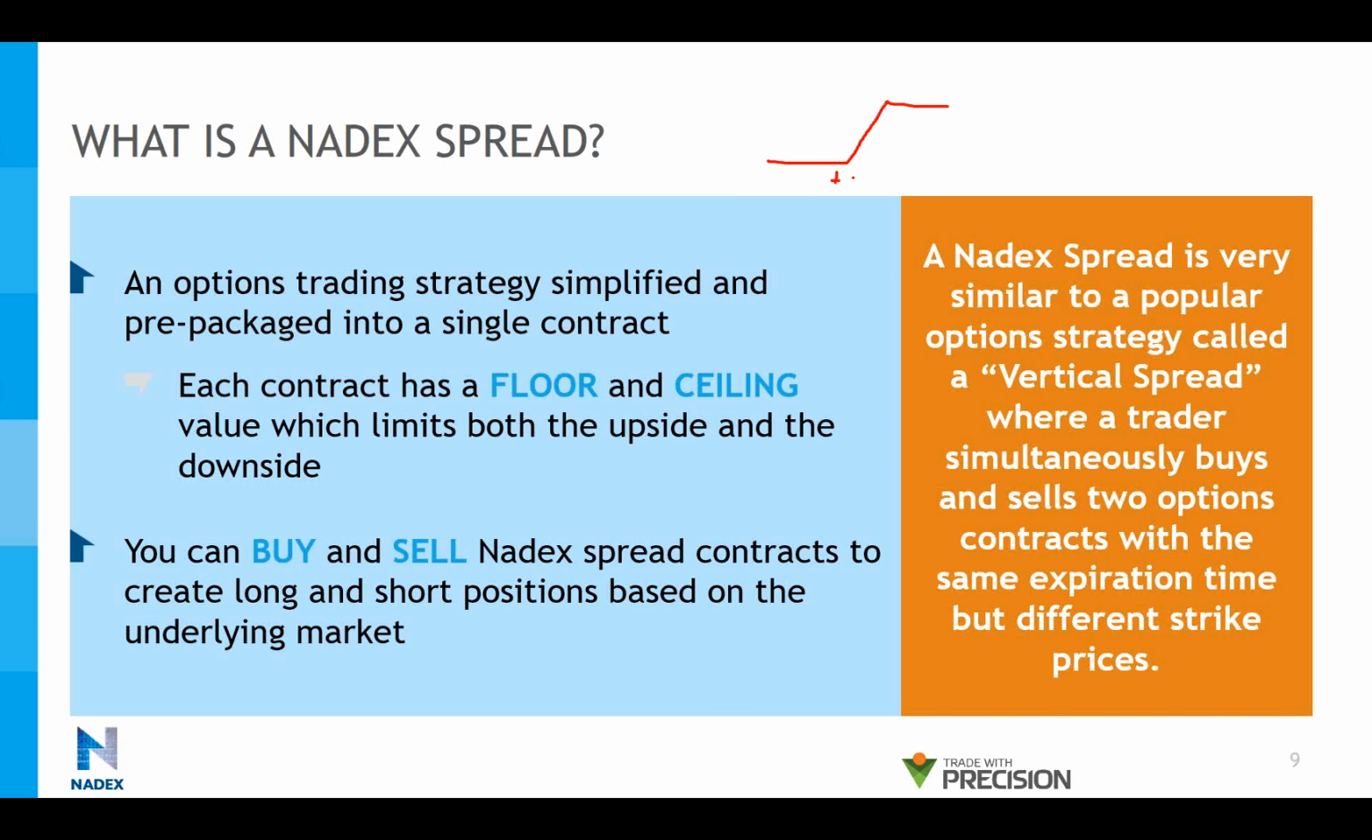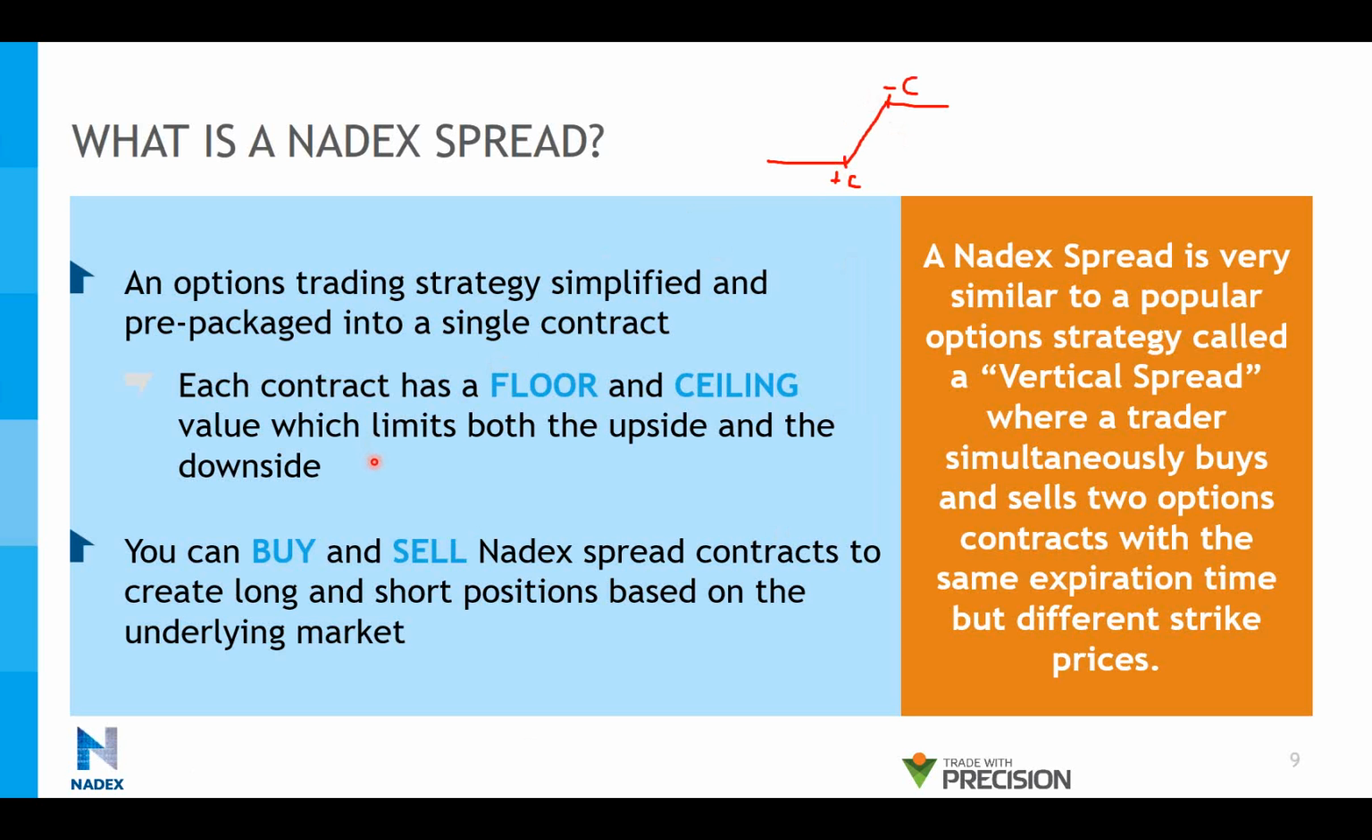I am long one call at this strike price, and I am short one call at that strike price here. And we can think of those two strike prices as the floor and the ceiling levels. And this is just what we're seeing here with Nadex contracts. We have a floor and a ceiling, and this is just the starting point at which price actually starts to participate in the move of the underlying market. And at the ceiling level, if price is coming higher, well, it's kept there at the ceiling. It can't go higher than the ceiling. And this is pretty much what a spread here at Nadex actually is. It has a floor and a ceiling value which limits both the upside and the downside.